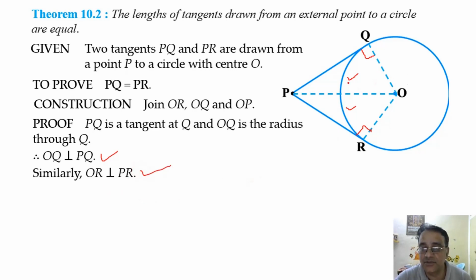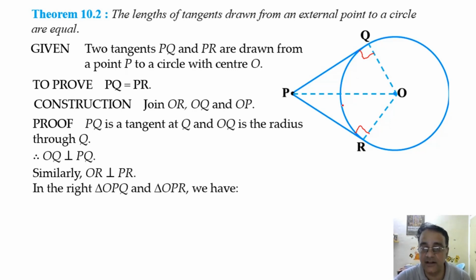That means these two triangles are right triangles. These two angles are right angles, and we have to show that these two triangles are congruent. So we are going to take these two triangles. OP is equal to OR is equal to OQ.